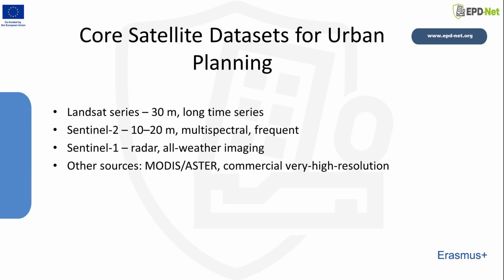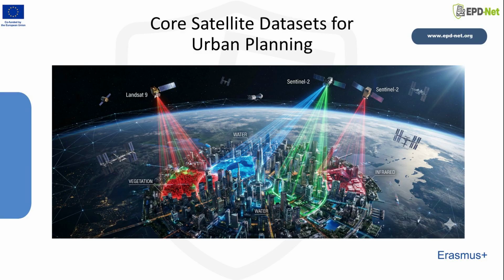Sentinel-2 is described as a multispectral mission with 10 to 20 meters resolution and short revisit times, making it well-suited for more detailed mapping of land cover, vegetation, and surface characteristics within and around cities. Sentinel-1 synthetic aperture radar data provide all-weather imaging, offering critical information during cloudy or rainy conditions and enabling applications such as flood mapping or monitoring of ground deformation.